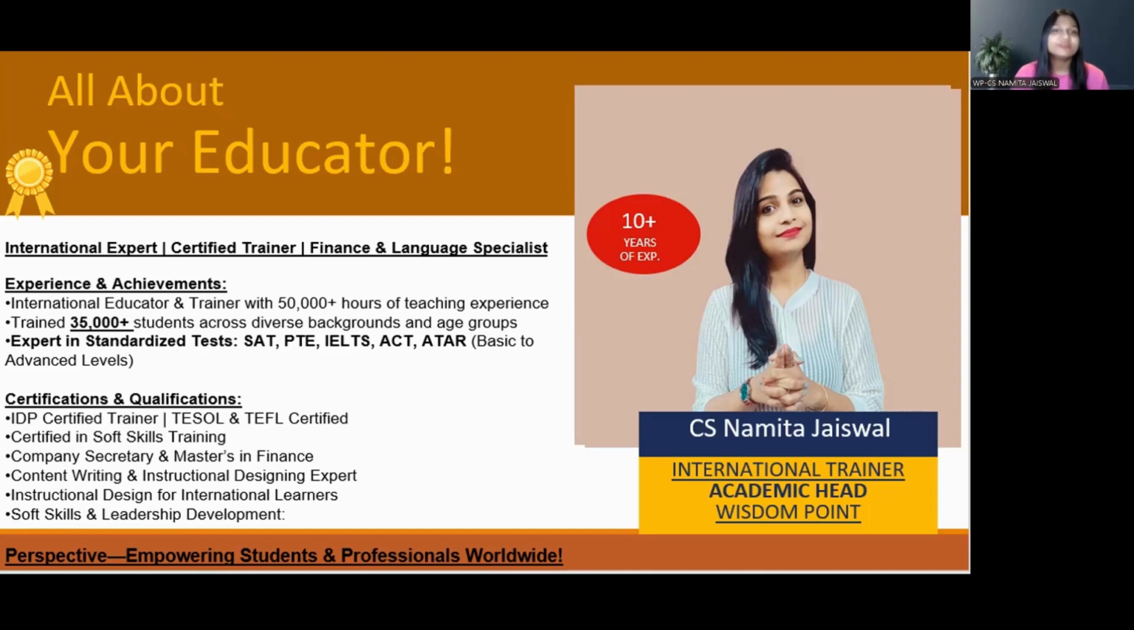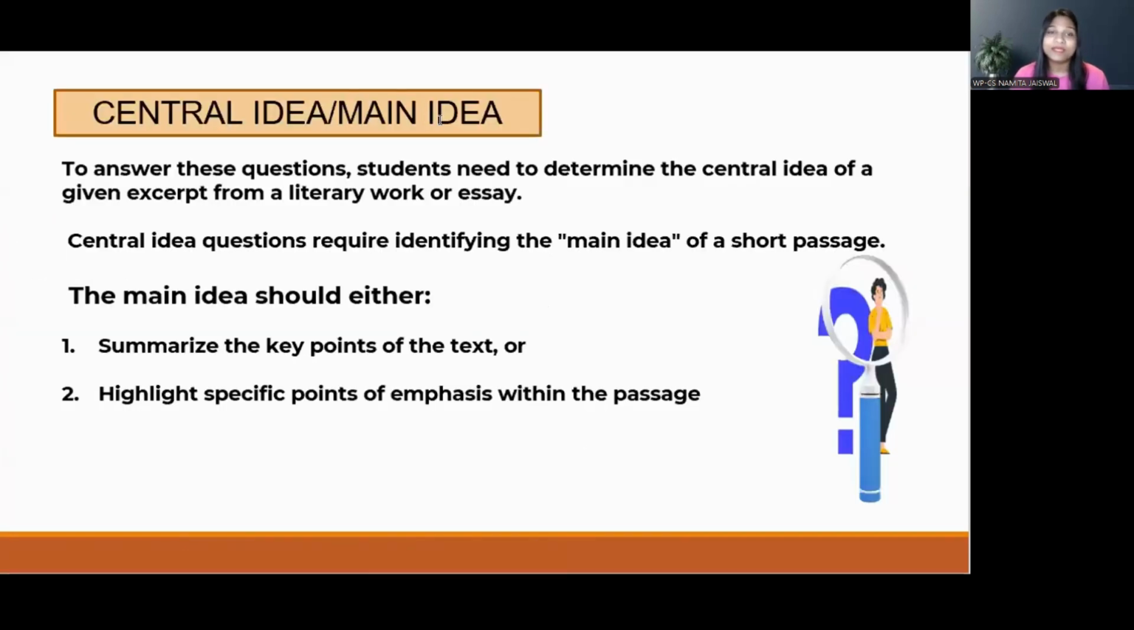Now, the topic which we are covering today is central idea or main idea. So, what is this actually? You have to understand one thing. The main idea should always be the summarizing of the key points of the paragraph. So, highlight specific points while reading the paragraph and then combine all of them to get your central idea or the summary of the paragraph or the whole passage.